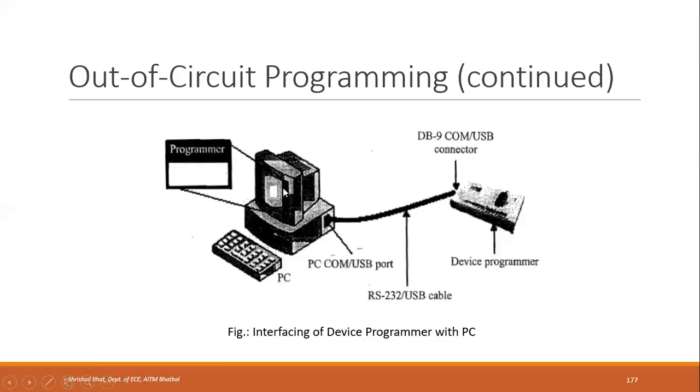So this is the PC which has got the utility program or the software for the programmer. Then through the port, that is the serial port or USB port, you are connecting it to the programming device. This is the cable for connection, and here again to the port it is connected, and this is the programmer device into which you have to place the device for the sake of programming.